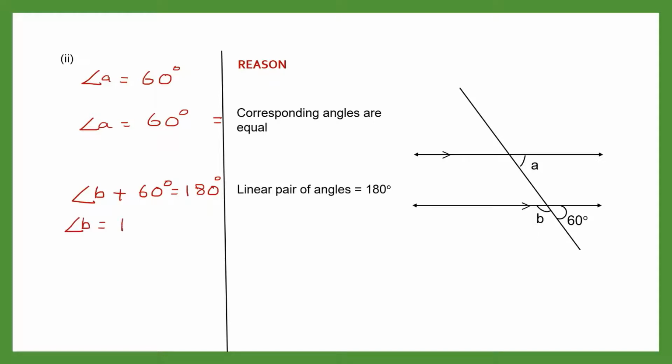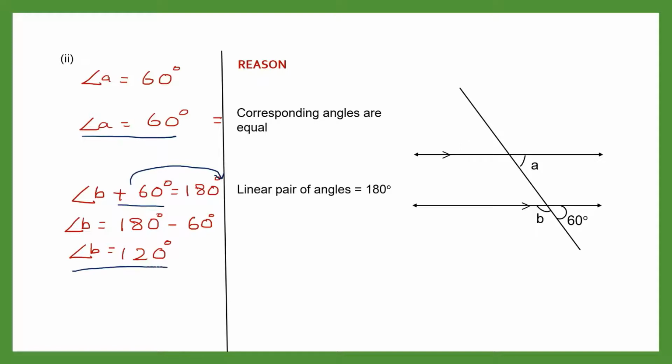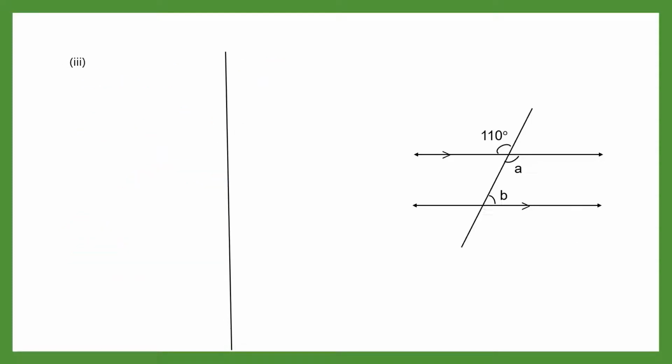B is equal to 180 degrees. Now I'm going to move plus 60 to the other side, it becomes minus 60. So angle B is equal to 180 minus 60, which is 120 degrees. So now we have found angle A is 60 degrees. Reason, corresponding angles are equal. Angle B is 120. Reason, linear pair of angles equals 180.